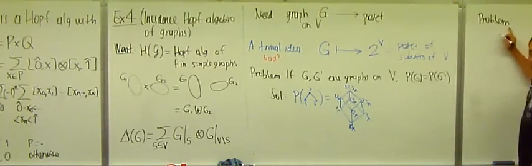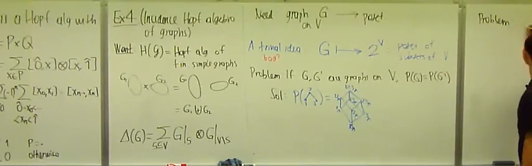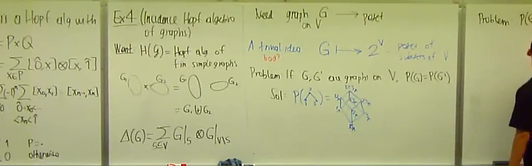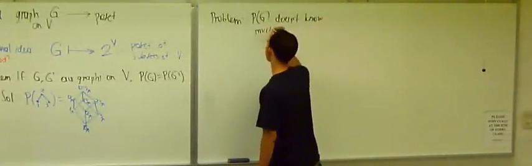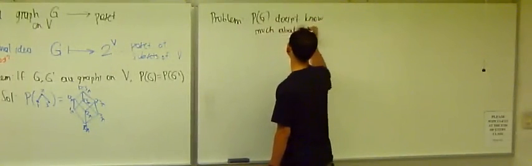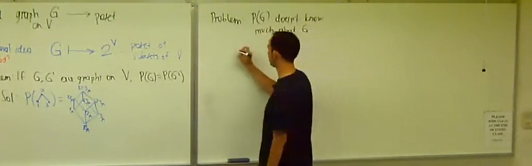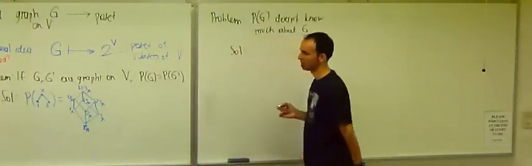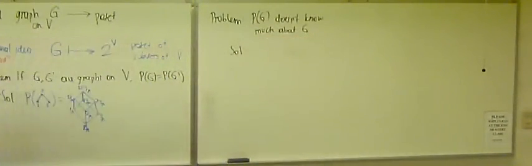Another problem, the problem that you were saying earlier, is that P of G doesn't know anything about G. It doesn't know anything about the edges. So how am I going to solve that? Give me just a second, Sam. I have this, which is pretty trivial. P I'm defining in a very trivial way. But I have an ace under my sleeve, which is that I haven't used the reduced congruence.